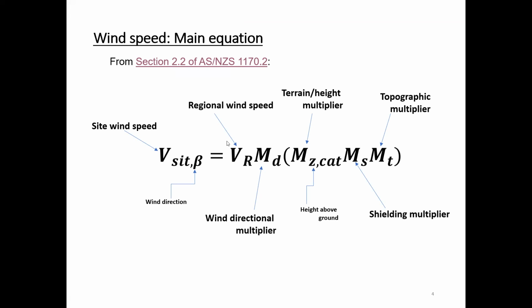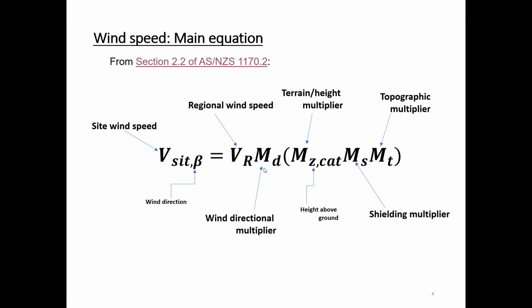Now what is this? This is what we call the regional wind speed. This is the wind speed associated with the area you're in. So for those of you who know, Wellington's going to be a lot more windy than Auckland. It depends on where you are, this value here, and it depends on this value R, which is what we just talked about, the return period. So you look up a table to do that.